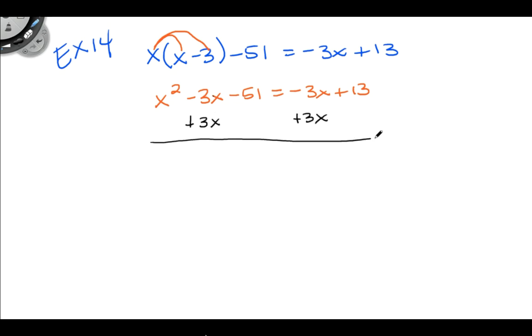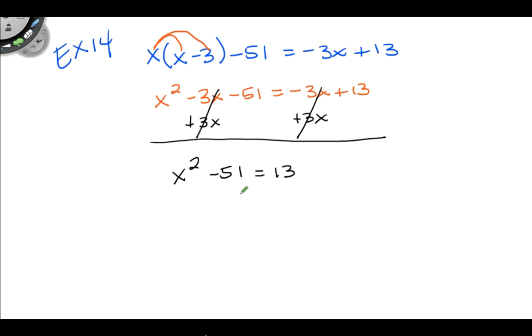All right, so if you notice here, those cancel because they come out to 0. So do these. So basically, I got rid of my single x option. So I have x squared minus 51 equals 13. Now your goal here is to get that variable by itself. So I need to move this 51. I'm going to move it to the opposite side of the equal sign.